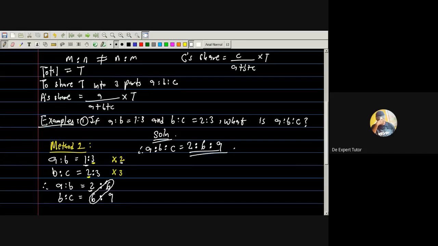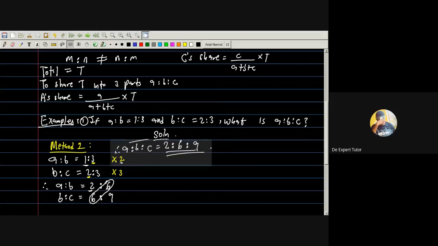Please, does anyone have any question? Is that clear? So that is how we do A ratio B ratio C. That's method 1. As simple as the method is, most people don't know it.